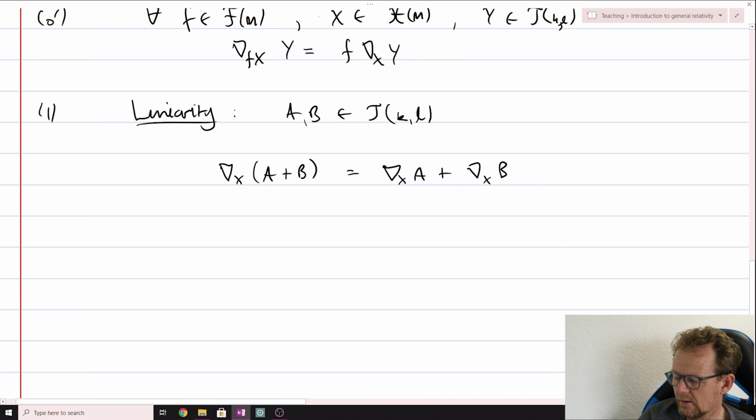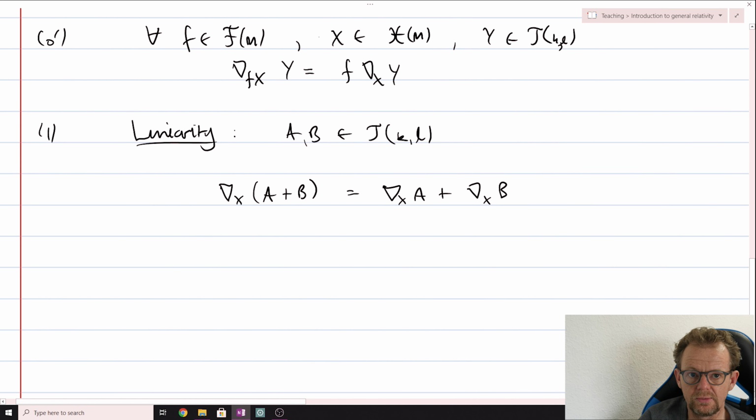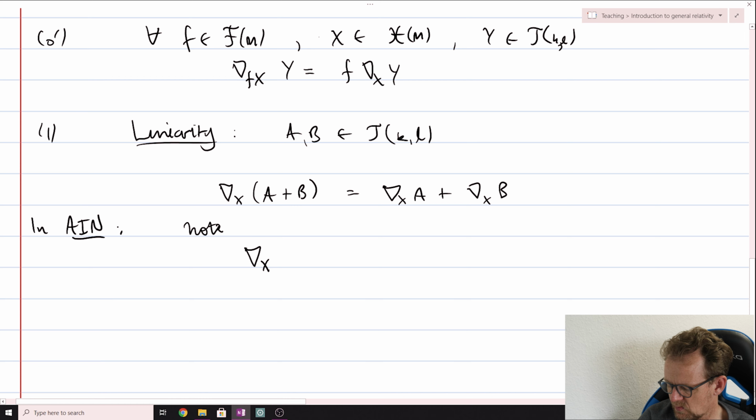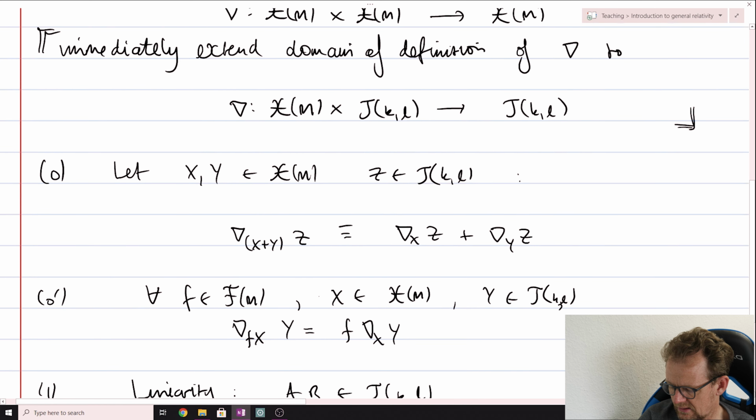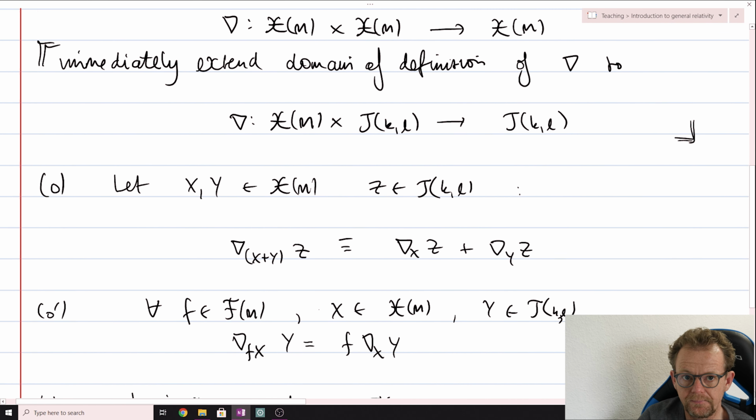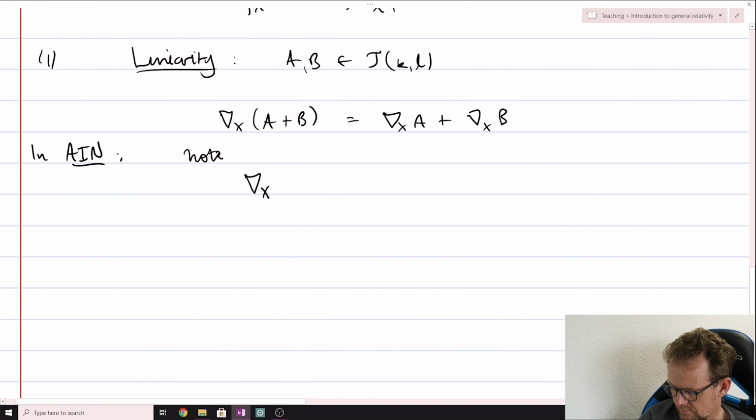We demand that. Now, because of 0 and 0 prime, we're able to express this requirement in abstract index notation. So we can actually write this out as follows, namely by noting that nabla X is, think of nabla X as a thing that eats a tensor and produces a tensor. So itself, nabla X should be a tensor of a different type.